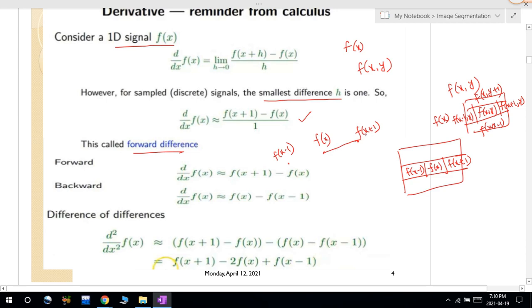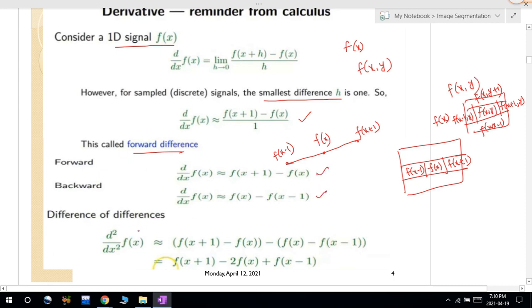So what is the difference? I will find that it is f of x plus 1 minus f of x. From this I am differentiating. This is called df by dx. But in case of the backward direction, from this f of x I will subtract f of x minus 1. So that's why this is your backward difference. So this is your forward difference, and this is your backward difference.